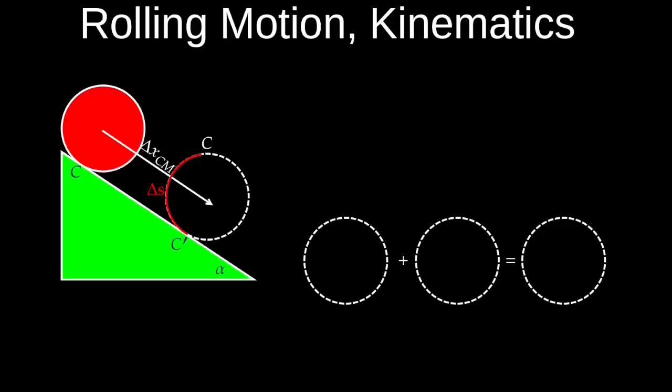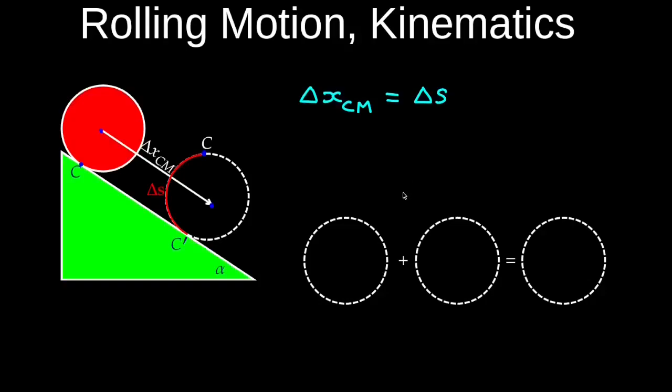Consider a disk rolling down an inclined plane. So the contact point initially here, when a disk rotates, ends up at the top, and the center of mass of the disk translates to this point. Now the no-slip condition means that the change in the position of the center of mass is equal to the arc length from the new contact point to the initial contact point.